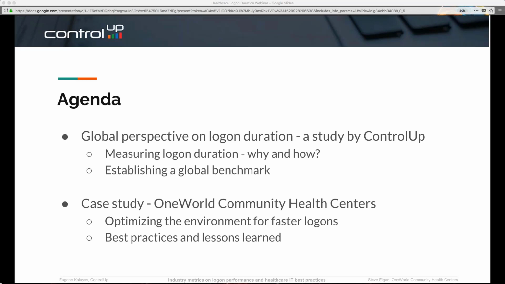Basically, in this webinar, we'll try to use our global findings on logon duration as a backdrop for a real-world case study. And the ultimate goal is to share some practical insights that can help you assess your environments and hopefully improve them with regard to productivity, resource utilization, and user satisfaction.